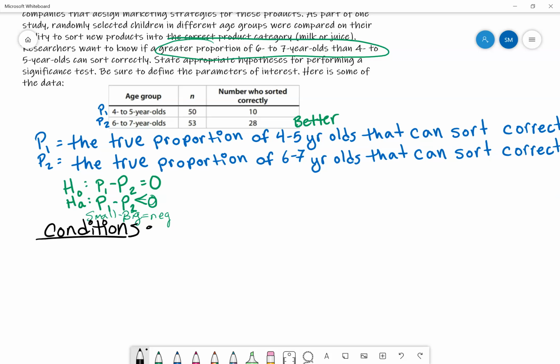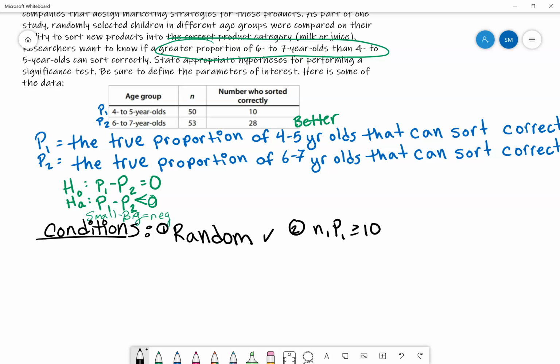Okay. So the first question is, is it random? If you look in here, it says randomly selected. So yeah, it is random. The second question is, is n sub 1 times p sub 1 greater than or equal to 10?